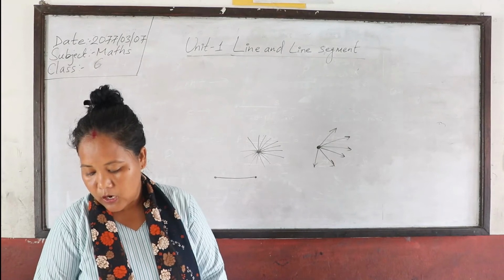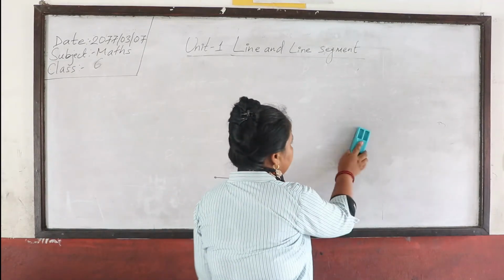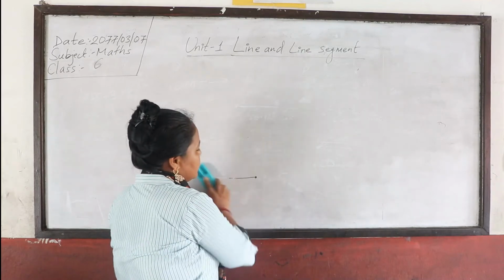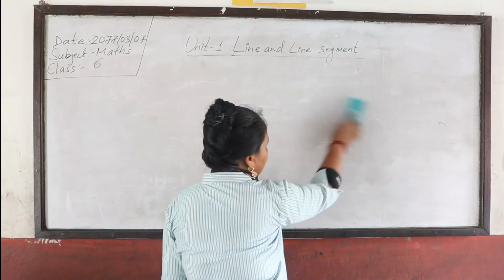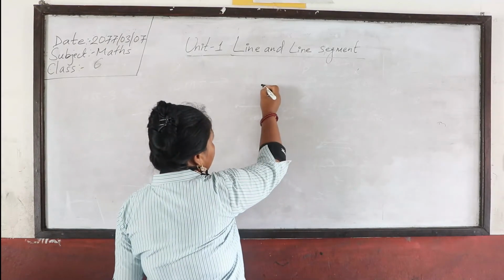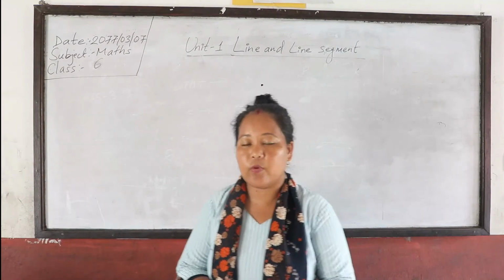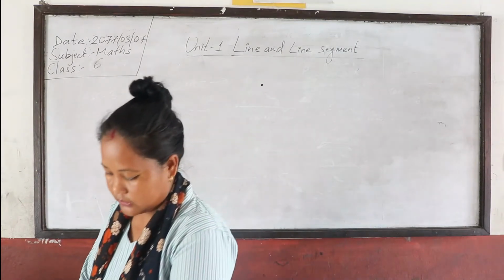And next, a point has position only. I told you already, a point has only the position. It denotes only position. It has no direction.